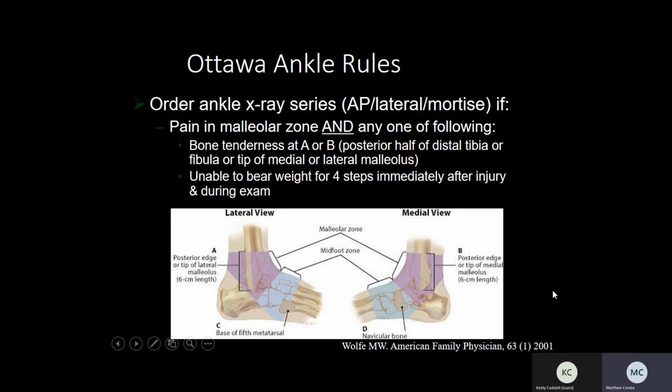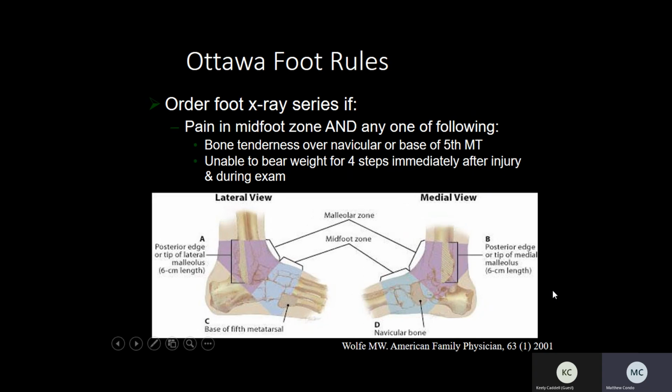So this is basically just a visual of the Ottawa ankle rule. There are 3 different zones: the malleolar zone, the midfoot zone, and what the picture's not showing is the forefoot zone. My malleolar zone and my midfoot zone are really going to be key with a lot of these radiographs, because that's where I'm going to bear a lot of the weight with a lot of my traumas, right? People land on their heels, land on the midfoot, and there are obviously a lot of moving parts in that area. Like I said, that's just another visualization of the same concept.